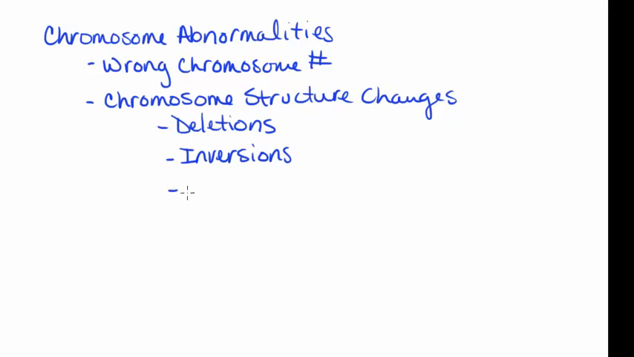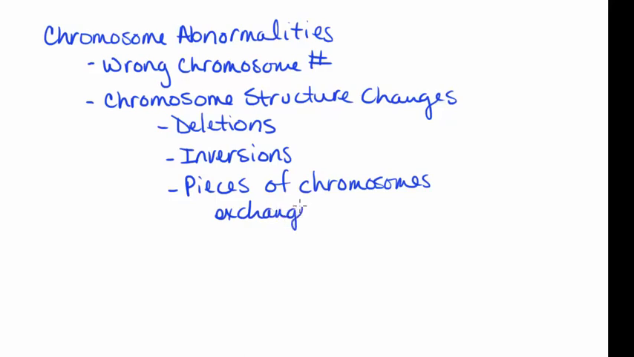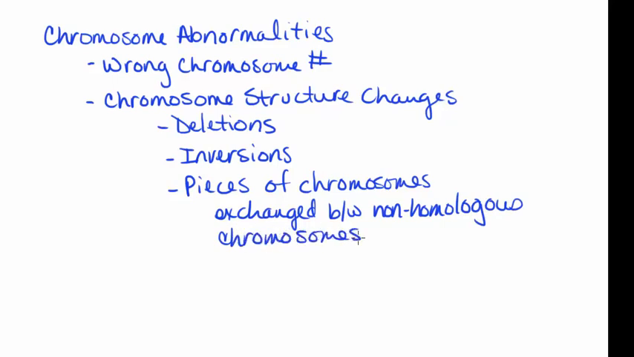We can get pieces of the chromosome that actually get exchanged between non-homologous chromosomes. And that would not be something that's desirable, because recall that when crossing over takes place, crossing over is supposed to take place within the tetrad, and within the tetrad would be homologous chromosomes. And if you had a crossing over or an exchange of information between non-homologous chromosomes, we're not going to be exchanging the same information with each other.